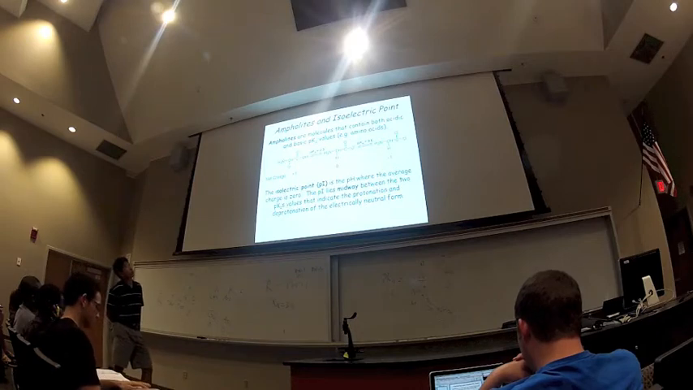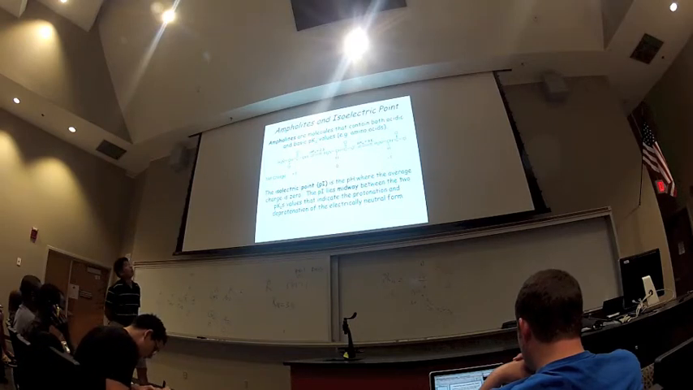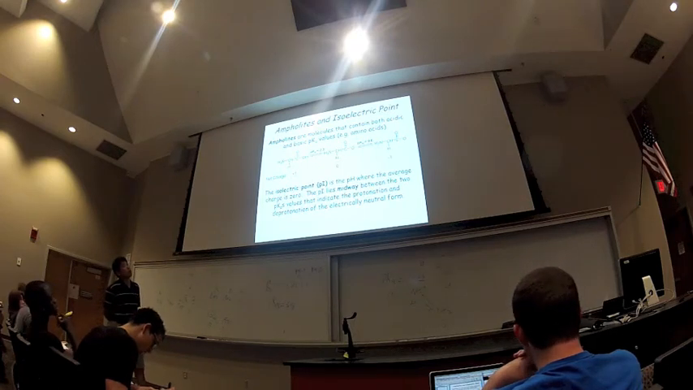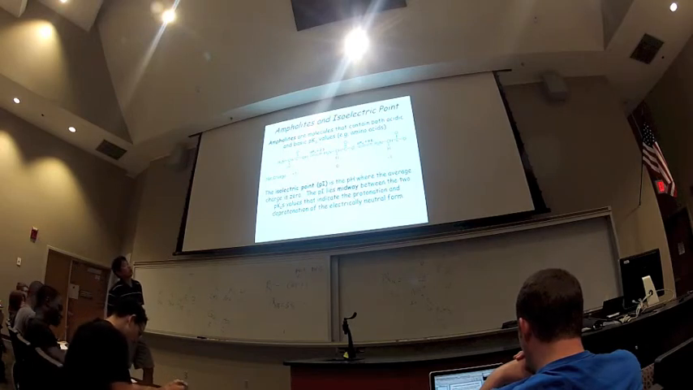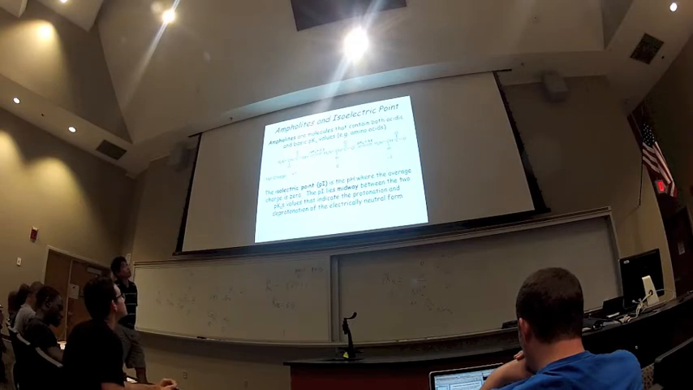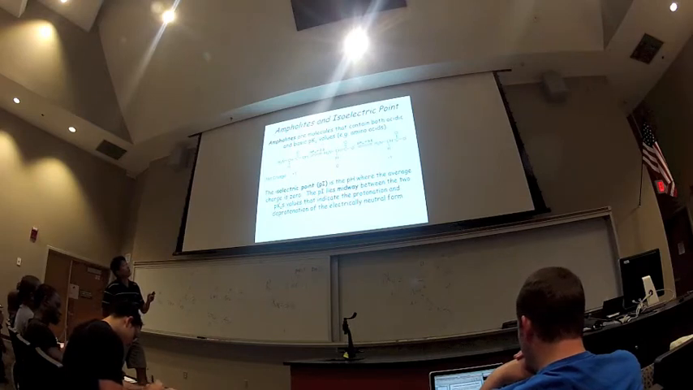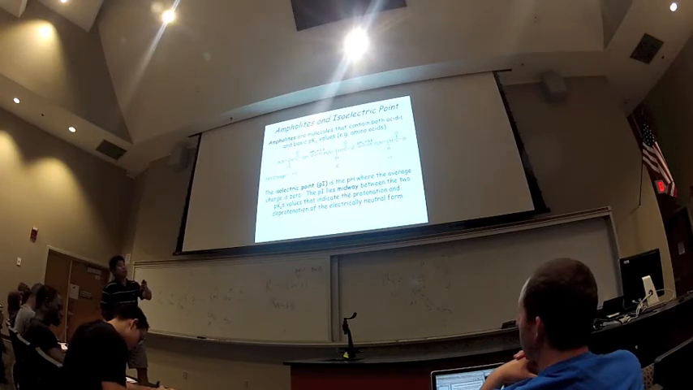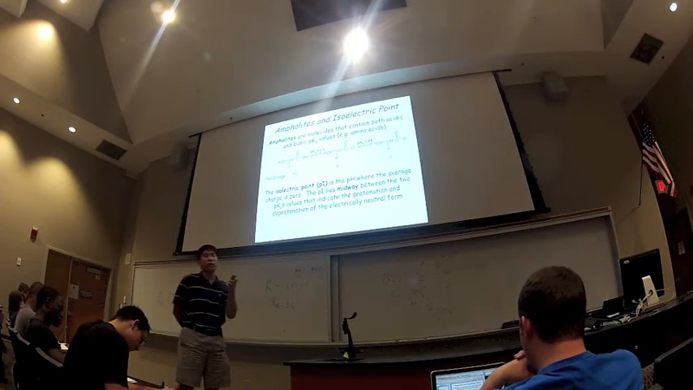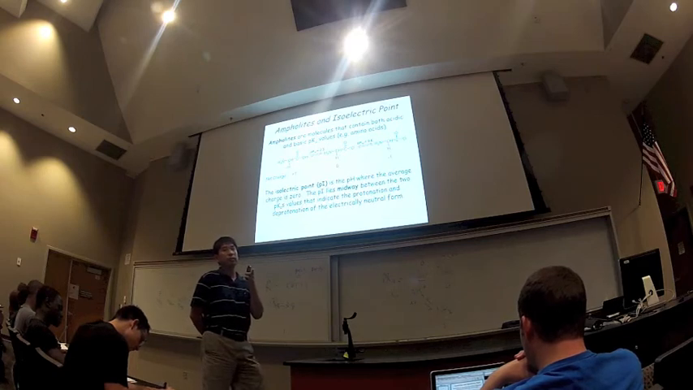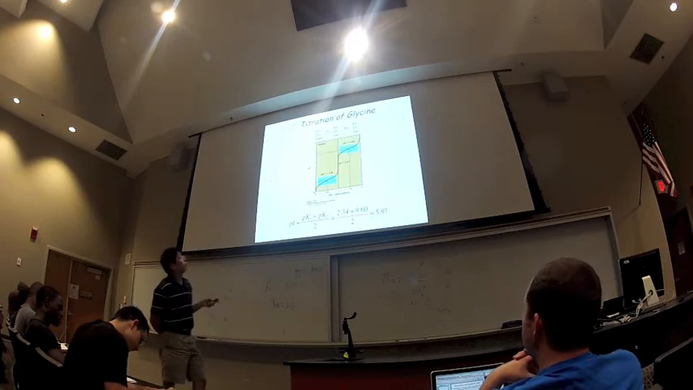The isoelectric point, abbreviated as the pI value, is the pH where the average charge is 0. The pI lies midway between the two pKa values that indicate the protonation and deprotonation of the electrically neutral form. This is pI. pI is the pH value at which the overall charge of this amino acid is 0. It's neutral. Okay, that is called the pI.